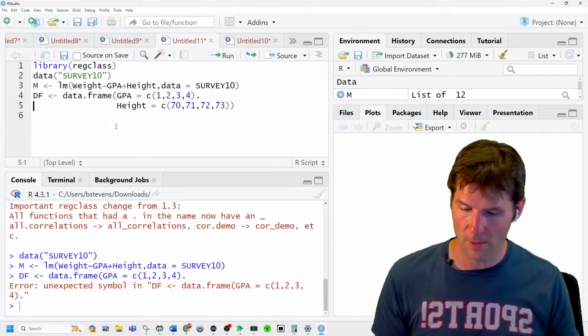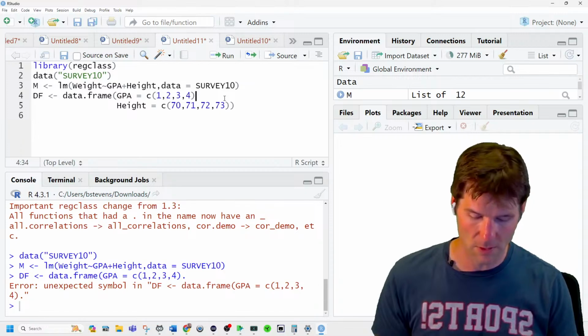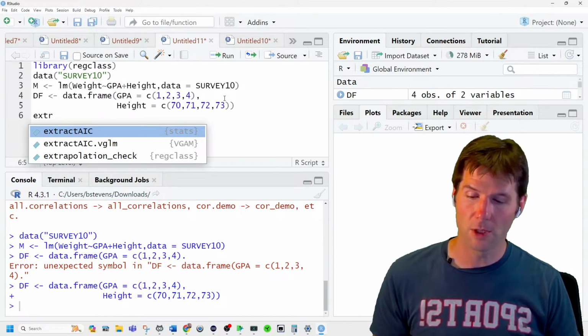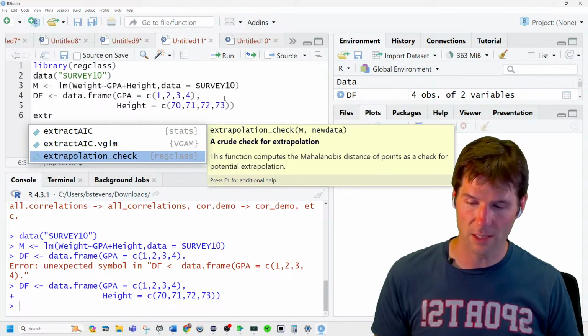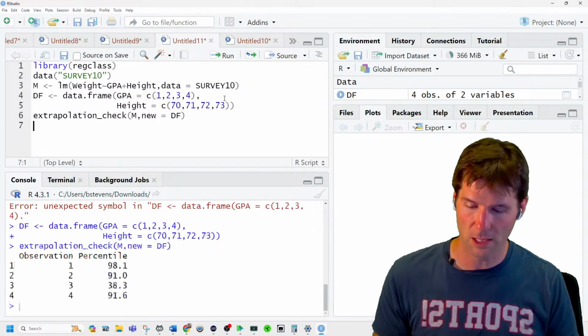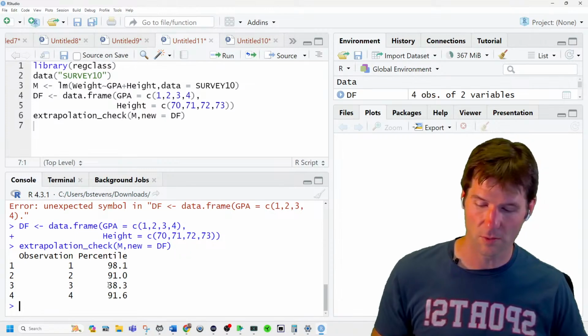There's the data frame, unexpected symbol. I put a dot instead of a comma. And yep, Abigail, that's right. And then we go here to extrapolation check, make sure it's turned on. Red class has to be on. We say use the model M to make predictions on new data equals DF. And there you go, there's the percentiles right there.